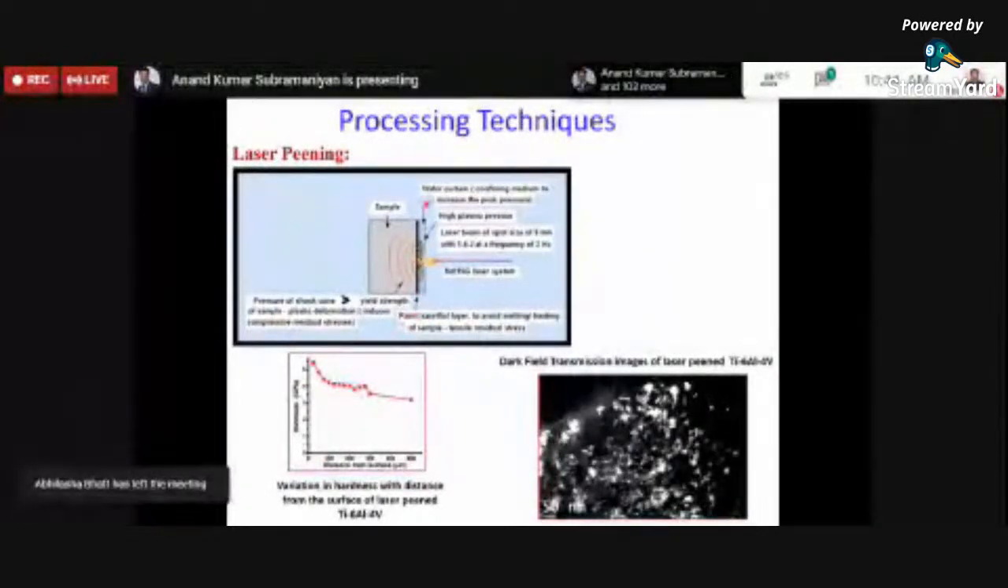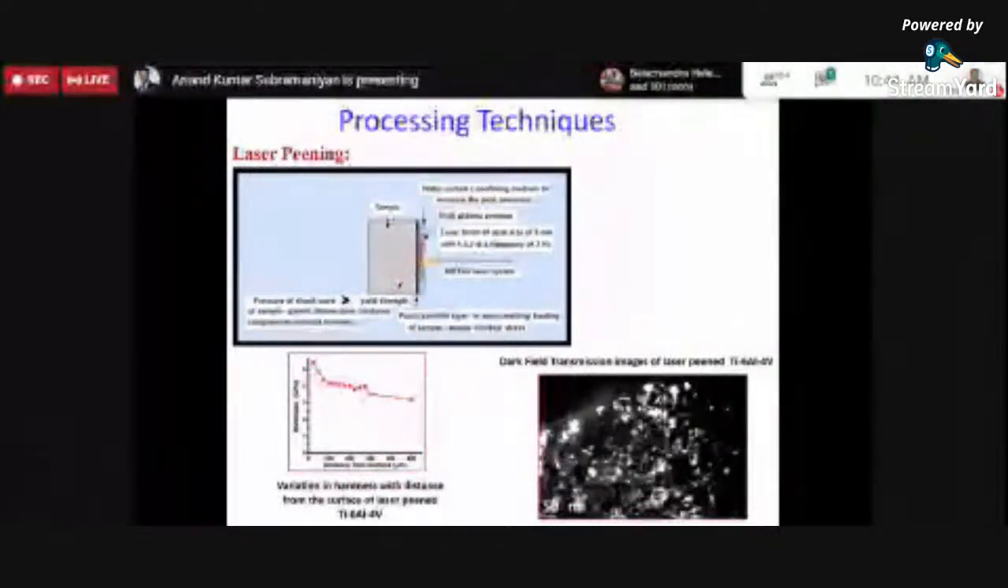The other precaution or preparation before this laser irradiation, which we need to take care of, is that we need to have a water curtain. Basically, the water will be made to flow onto this metallic sample. That is primarily done to confine, or it is used as a confining medium to increase the peak pressure. So what is the peak pressure? I'll come to that now.